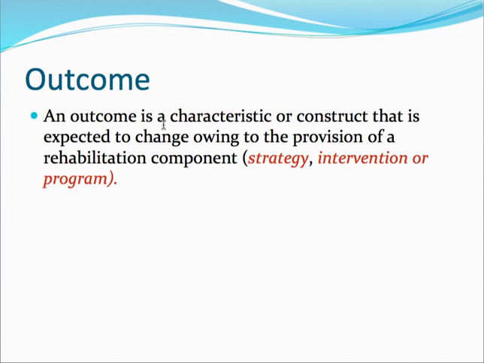The definition of an outcome is a characteristic or construct that is expected to change owing to the provision of a rehabilitation component. So you can break what you do clinically down into a strategy, intervention, or program, just to help you think about how you might want to assess these different components. So a strategy is like a very specific thing like stretching or strengthening that you're assessing at a high frequency, like almost every visit.